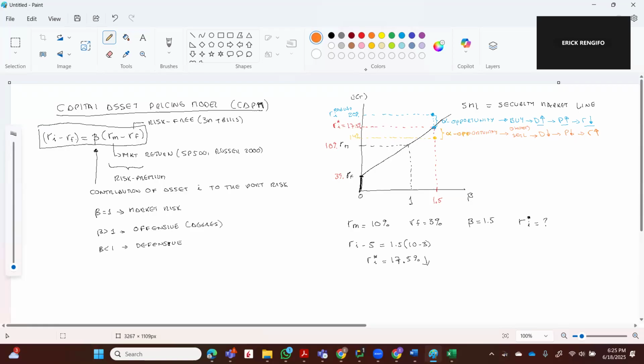So these alpha opportunities. Let me finish now the mathematical model of beta. Beta is the contribution of asset i to the portfolio risk. What is the mathematical formula of beta? It is the covariance of Ri with the market divided by the variance of the market. So this is the formula of beta.